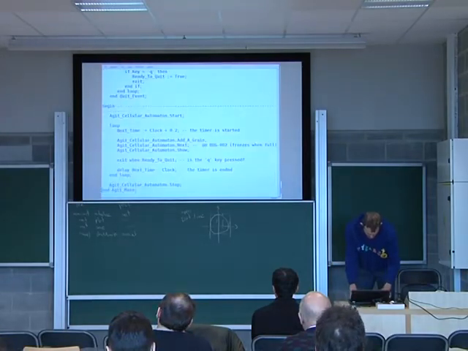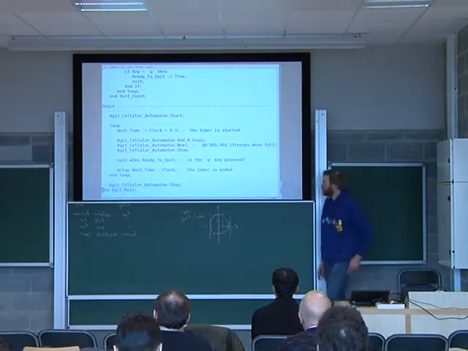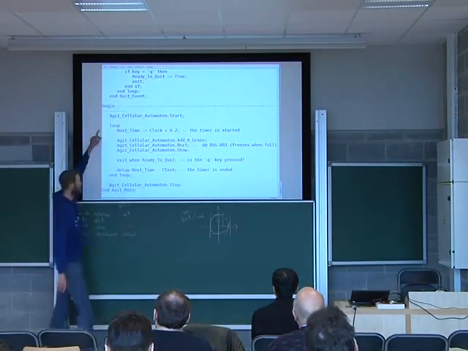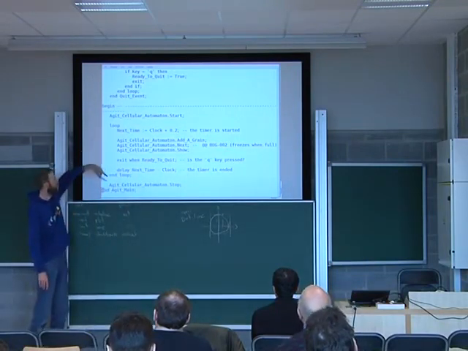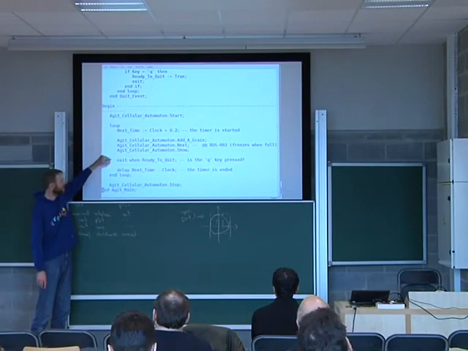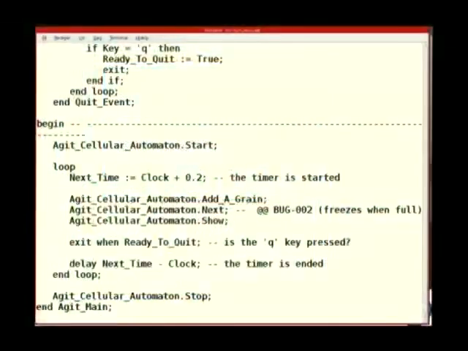I'll start by showing you the main body of the system. So it starts the cellular automaton, and then there's a loop of updating it, adding a frame next, and then showing, and then exiting, taking a registry, and then doing stuff at random.